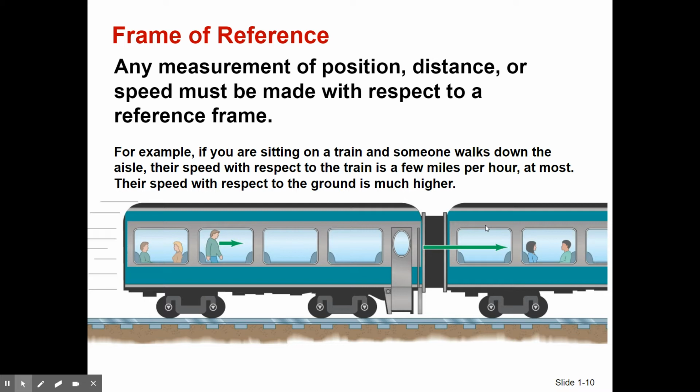So any measurement of position, distance, or speed must be made with respect to a frame of reference. For example, if you're sitting on a train and someone walks down the aisle, their speed, how fast they're moving with respect to the train, is just a few miles an hour at most. Their speed with respect to the ground, though, is much higher. If you were standing outside watching the train go by, he's going to be moving a lot faster, because it's not only how fast the train is traveling, but we also have to include his speed as well. So again, it depends on the frame of reference.